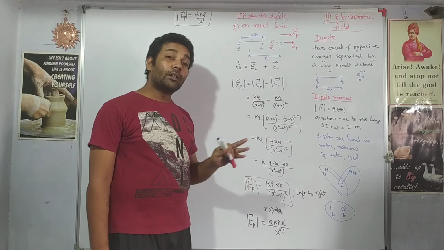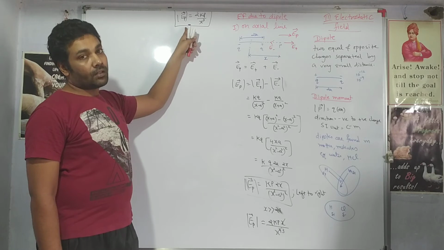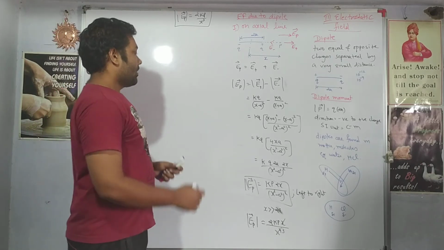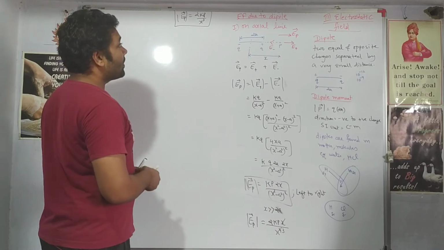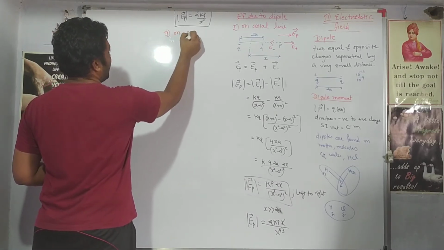Which equation will you use for the numericals, this one or this one? It is better to use this equation. This will give you the answers very fast. Now the second derivation we have is the electric field due to a dipole on the perpendicular line.